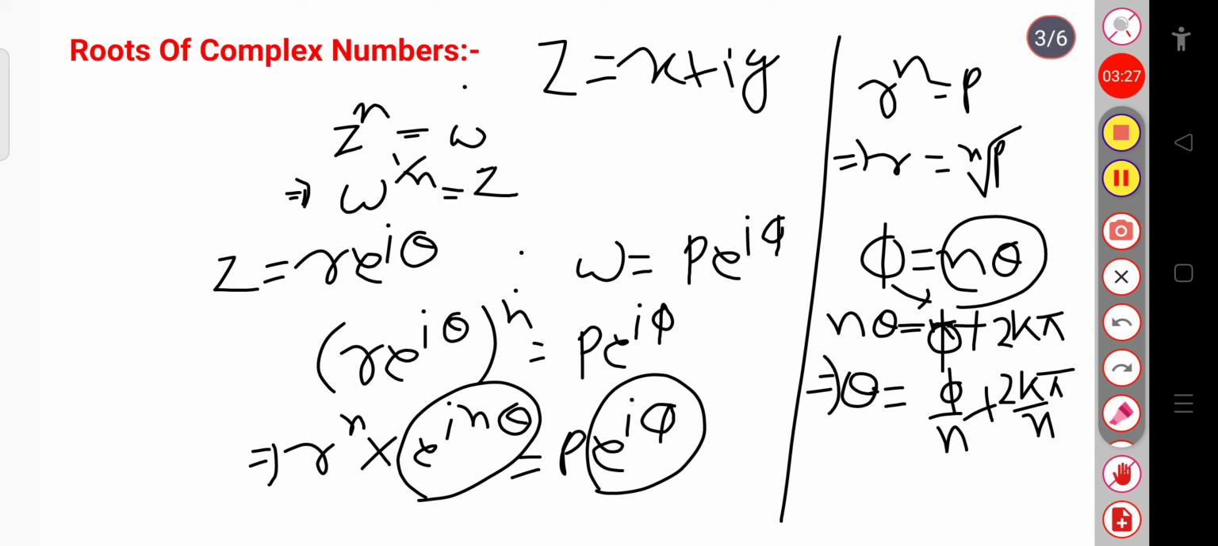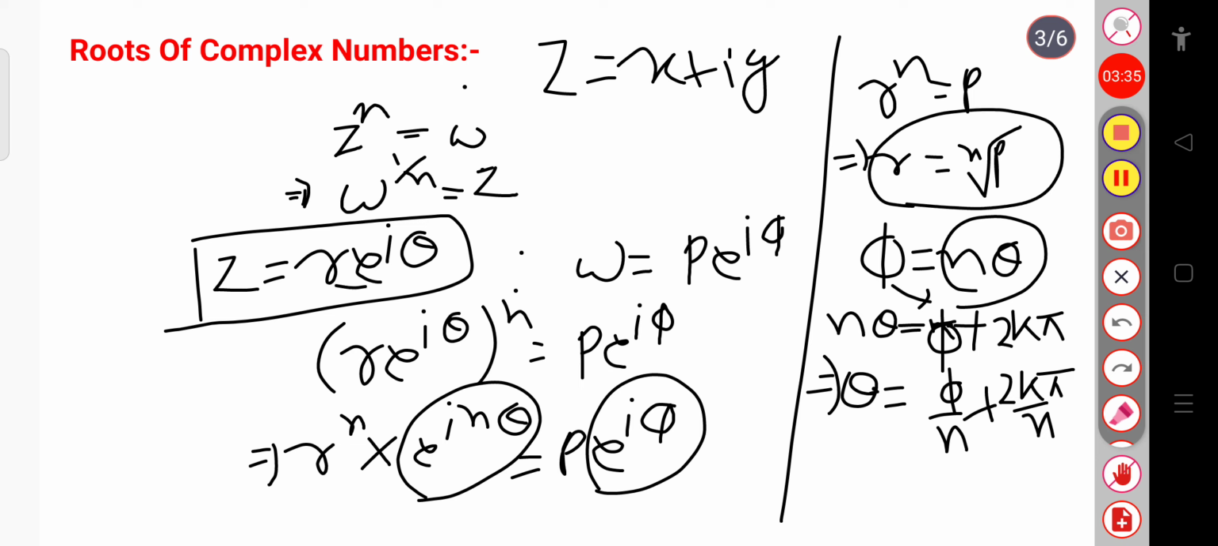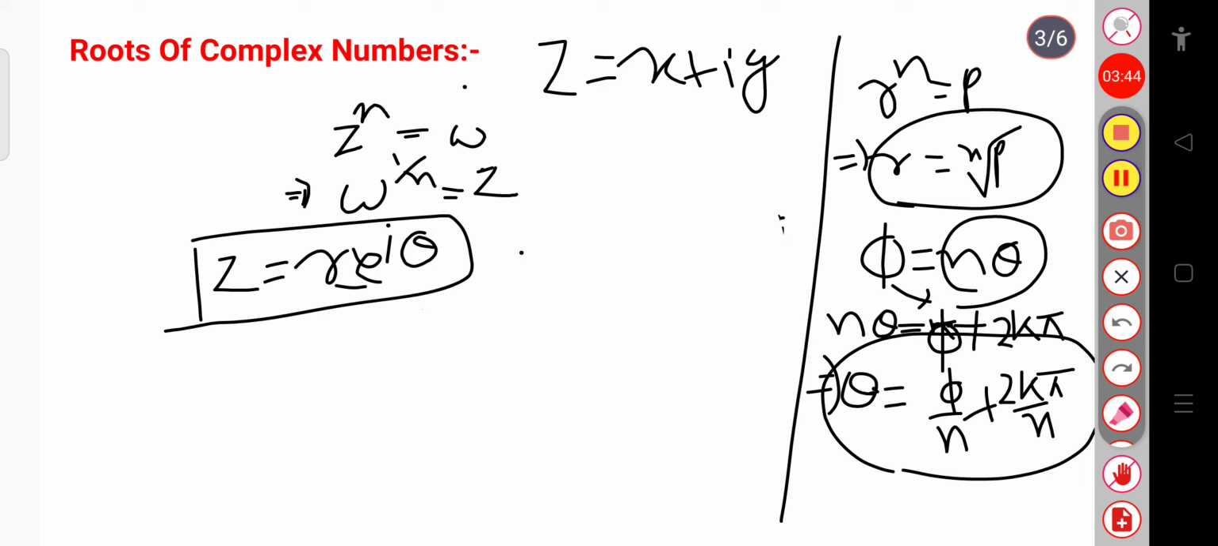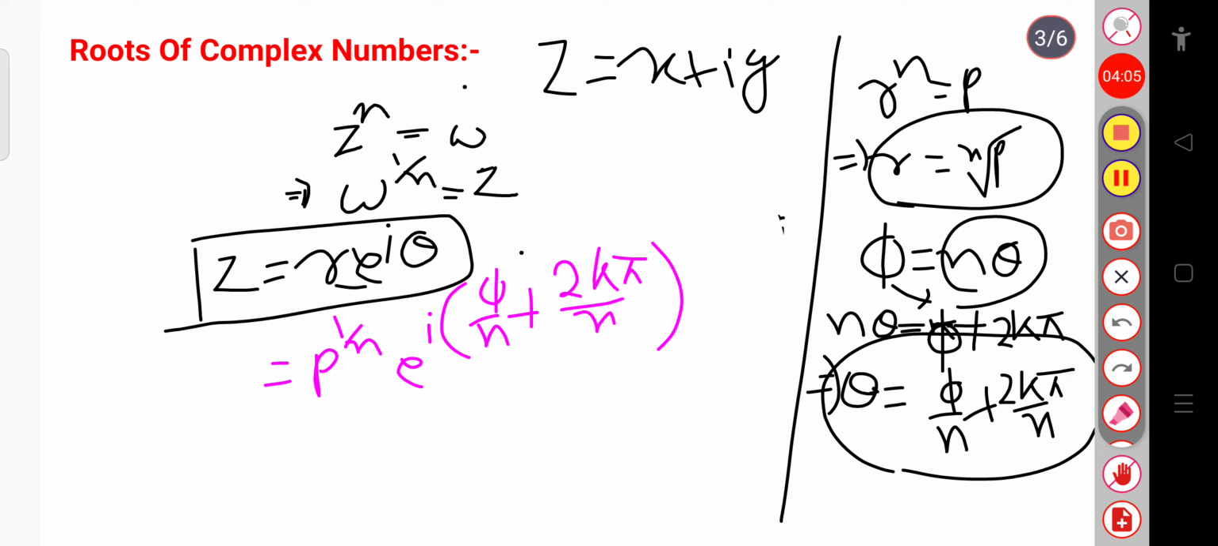So if I write z equal to r exponential I theta, then I have to put r equal to p power 1 by n, and in place of theta I have to put phi by n plus 2k pi by n. Now z will be equal to p power 1 by n, the nth root of p, into exponential iota times phi by n plus 2k pi by n. Clear? So these are the roots of the complex number z.